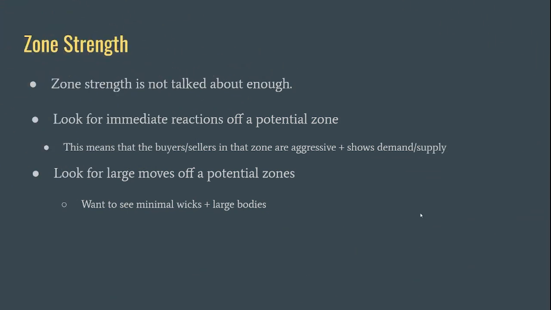So number one thing when you're looking for zone strength is look for immediate reactions off a potential zone. So you're not looking for a zone to pretty much stand there and consolidate. You're looking for it to hit a zone or a potential zone area and immediately reject or bounce, so you know those aggressive buyers and sellers are in there, showing that there's a lot of supply or a lot of demand. Now, next thing you want to do is look for large moves off potential zones. So you're looking for minimal wicks and large bodies, meaning you're looking for a lot of selling pressure or a lot of buying pressure. We're going to go over that right now.